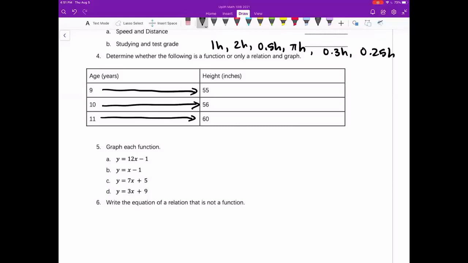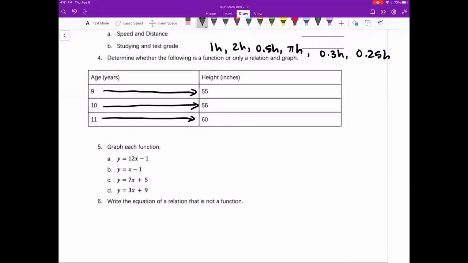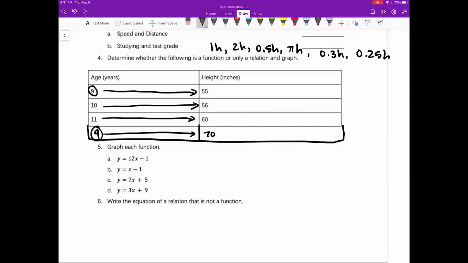Wait, David, I'm pretty sure it's still a function. Wait, what? It's still a function. Oh yeah, wait, I'm dumb. Okay. We could have another 9-year-old. We could have a 9-year-old who's like 70 inches. Yes. Now that wouldn't be a function, because one x is going to two different y's.